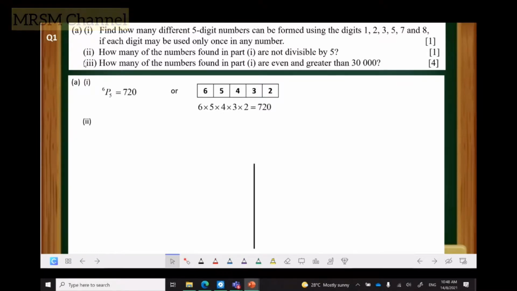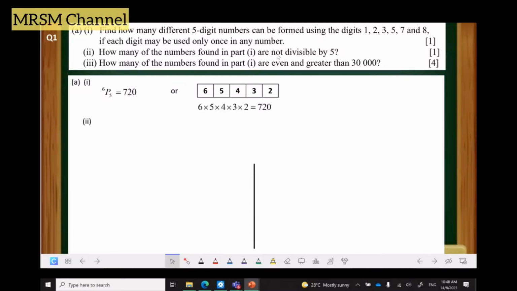Okay, alright. So look at number 2, part 2. Okay. Part 2, question 1a, dia kata how many of the numbers found in part 1 are not divisible by 5. Okay, so you have to understand that the number divisible by 5 must end up with number 5, okay, or 0, tapi 0 tak ada kat sini. Okay, so only 5 yang ada dekat sini, only digit 5 yang ada dekat sini. So the number that can be divisible by 5 is the number end up by 5. Number tu kena berakhir dengan nombor 5.